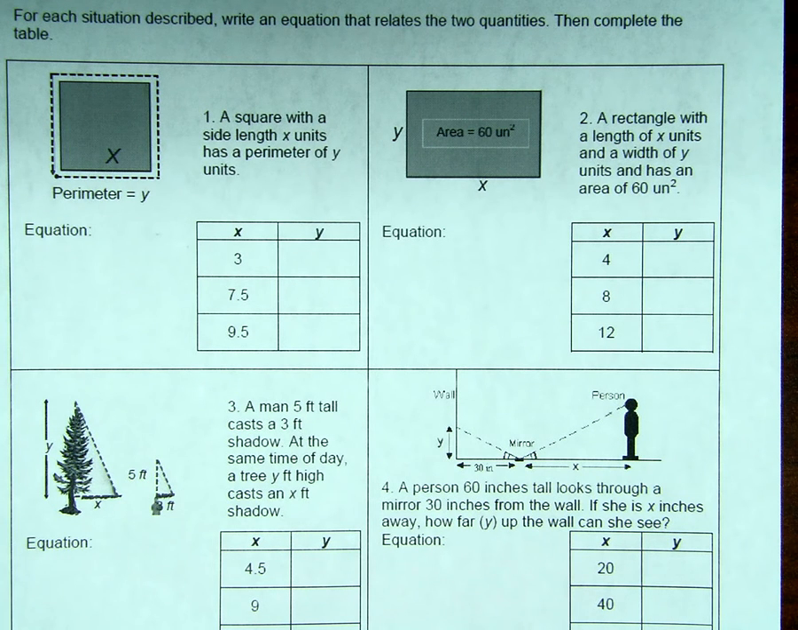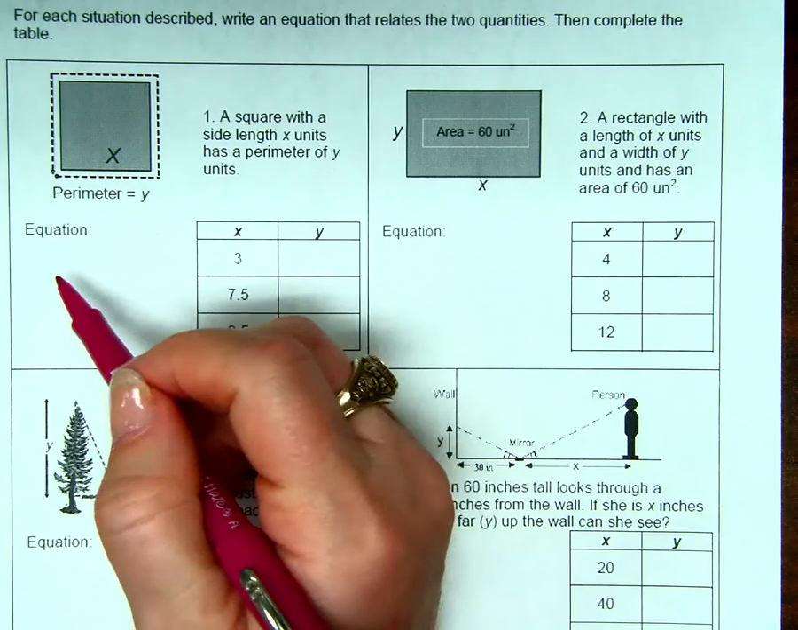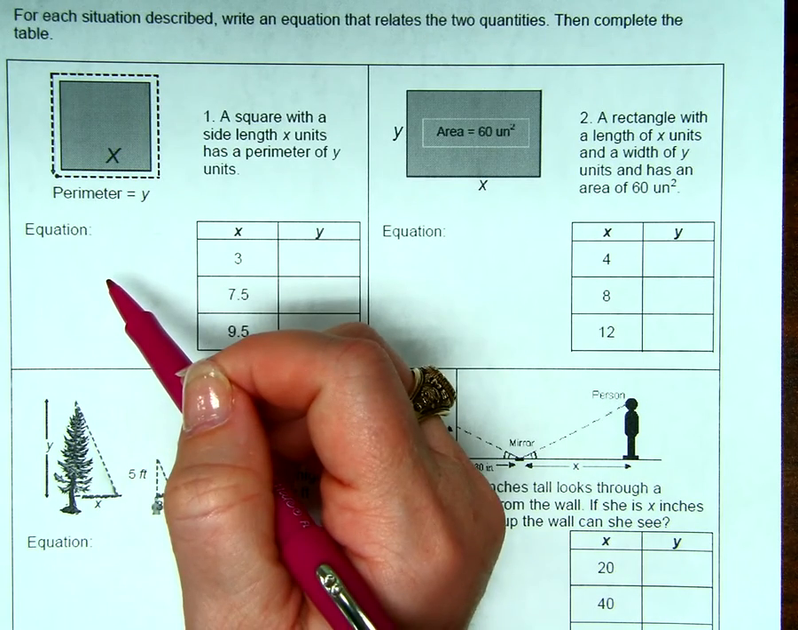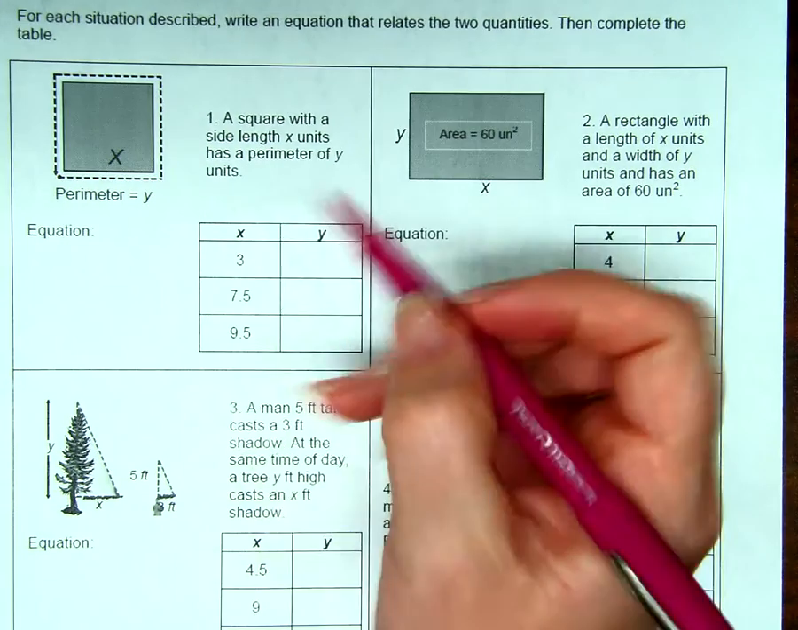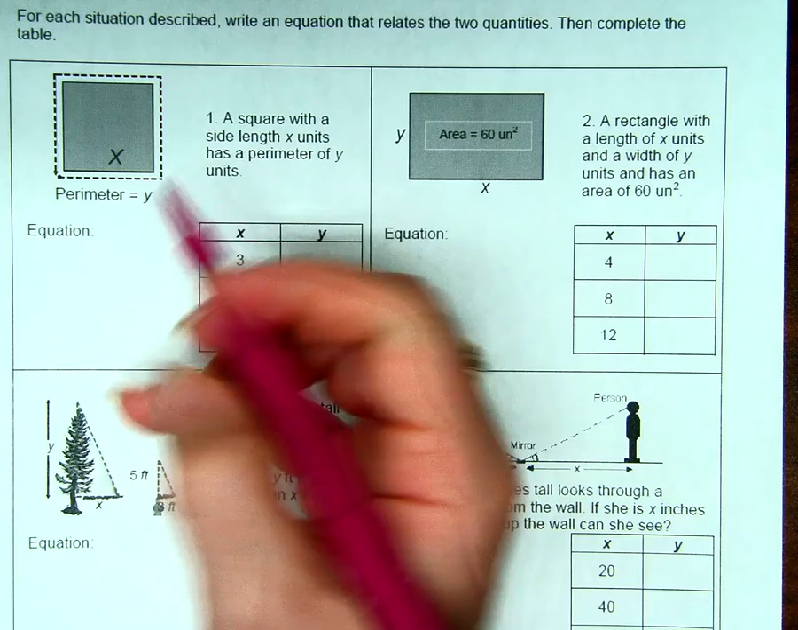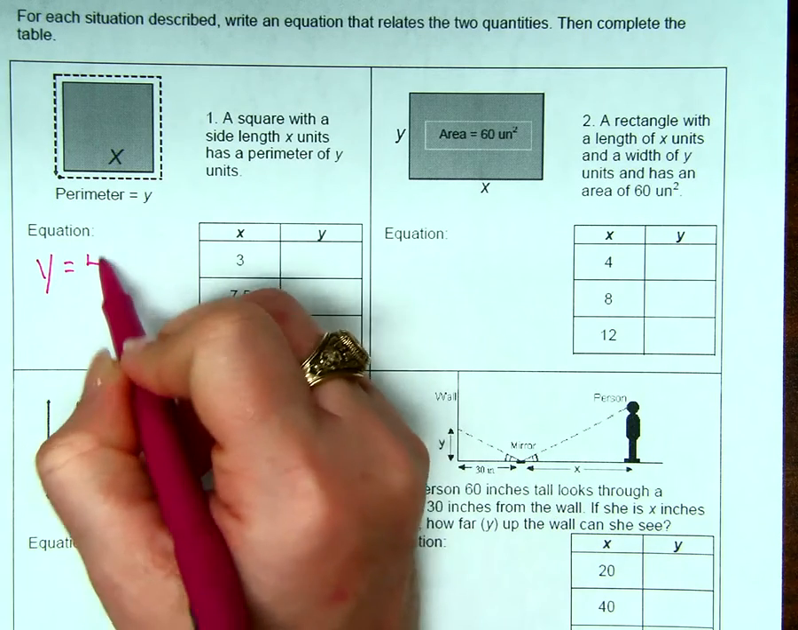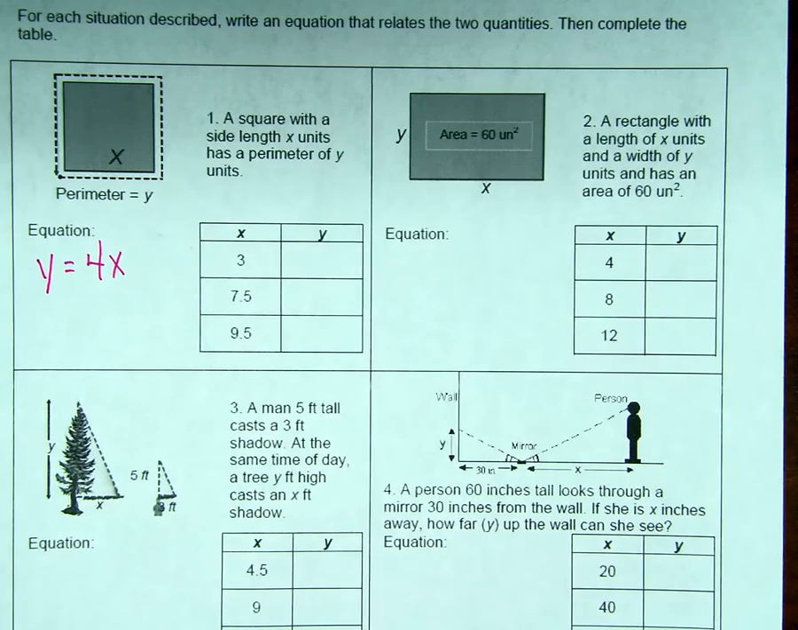A square with a side length x unit has a perimeter of y units. How do we set up an equation for that? So x plus x plus x plus x. Is there an easier way to say that? 4x. Okay. So just 4x for my equation? Oh, if it's an equation, it's got to equal something, right? We want it to equal y because it says the perimeter is y. So y equals 4x. You okay with that?